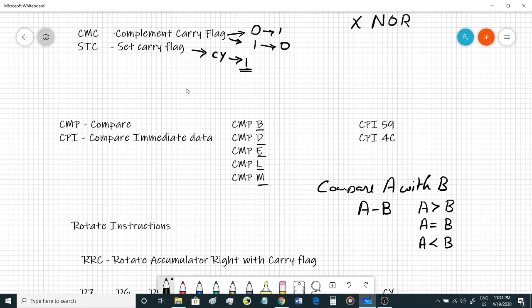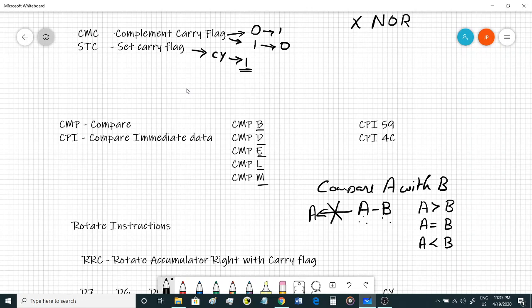These are the three conditions that can be there when you compare A with B register. What happens is that B gets subtracted from A. All the compare instructions are subtractions. The only difference is that in a subtraction instruction the result gets stored in A register. In a compare instruction this doesn't happen. The result is never stored, only these numbers are subtracted and the flags are updated. Now how to check which register is larger?